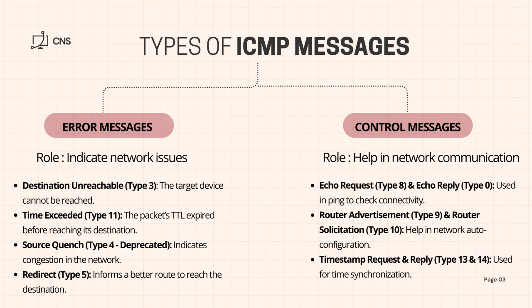Second one is a control message. These messages help in network diagnostics and communication management. For example, echo request and echo reply. It is used in the ping command to check if the device is active on the network or not. These messages play a crucial role in keeping networks functional, just like error alerts on your phone tell you when a message fails or a read receipt confirms delivery. Here are some important error messages and control messages listed on the slide.